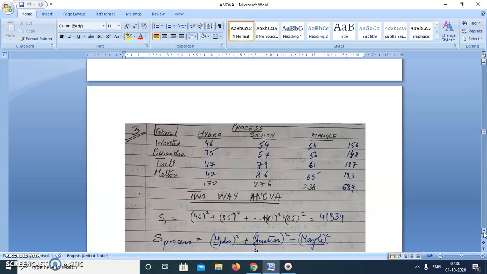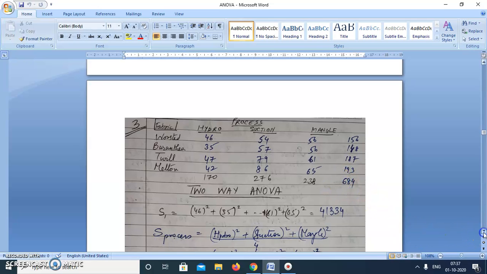So I'll continue here. I am given the 4 into 3, 12 readings. So first step, you have to find these row additions, and these column sums also you have to find, and this is the grand total. First step, you just find out these values.